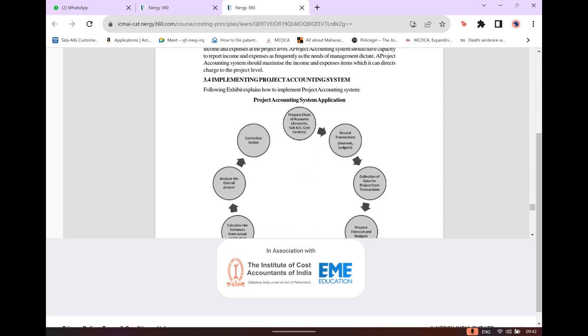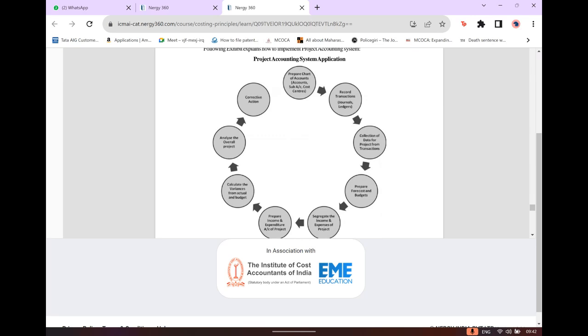Then we will see the project accounting system application. So you prepare the chart of accounts in the form of ledgers, sub accounts, and cost centers and all that. First you take your vendors' records, your bank details, everything, and you open the nomenclatures. So that is preparing the accounts. Then you record the transactions in the form of journals and ledgers. So it's more or less like your financial accounting system only.